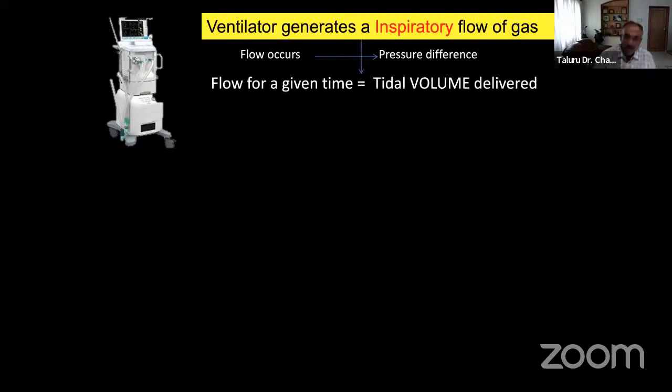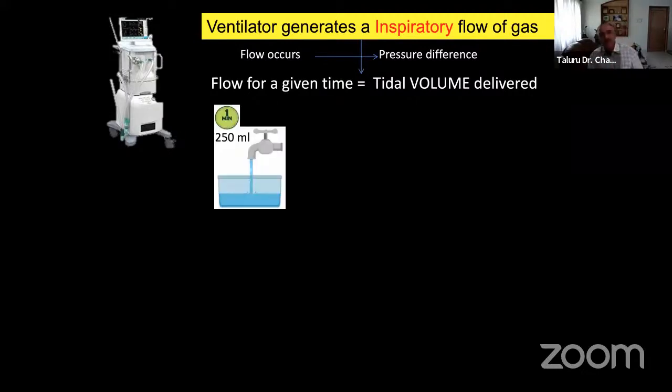Flow for a given time is the tidal volume delivered. This is something you have to understand. I find it very, very difficult to explain this. Most postgraduates don't understand what I mean to say. I've said the ventilator generates only an inspiratory flow of gas. When you talk of inspiratory flow in the context of time, then it becomes the tidal volume delivered. I'll explain it to you in the next step.